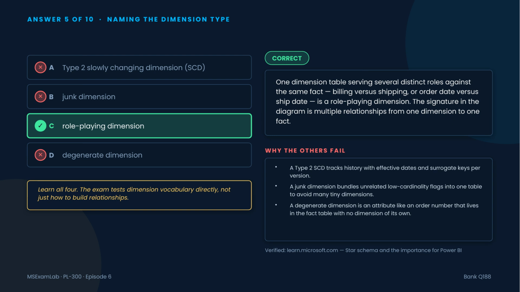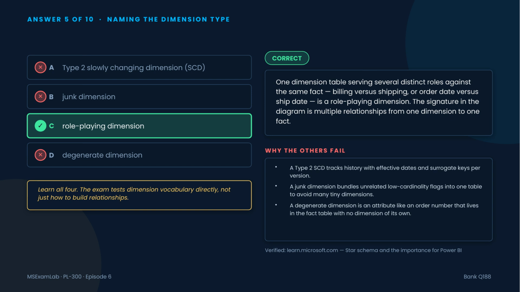The answer is C. Role-playing dimension. One dimension table serving several distinct roles against the same fact, billing versus shipping or order date versus ship date, is a role-playing dimension. The signature in the diagram is multiple relationships from one dimension to one fact.